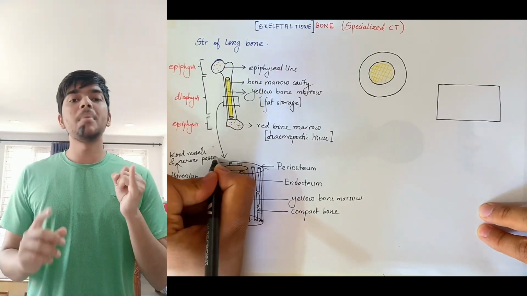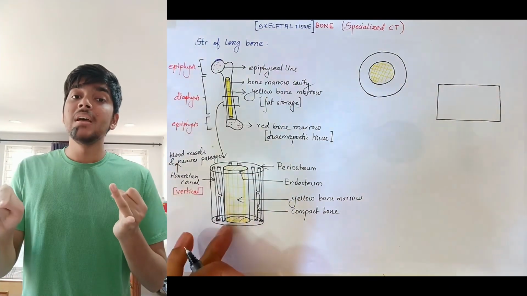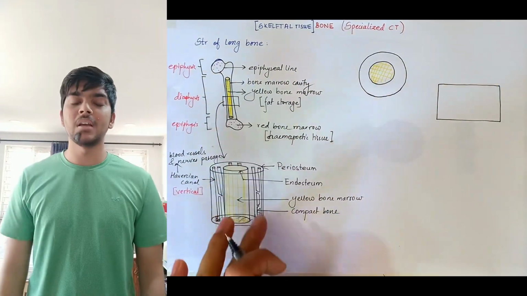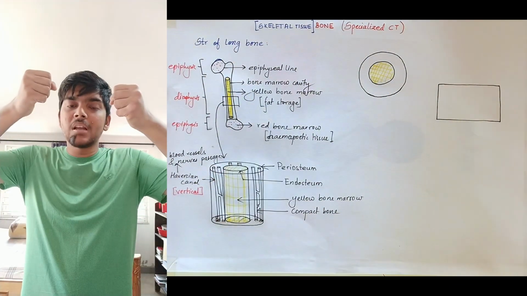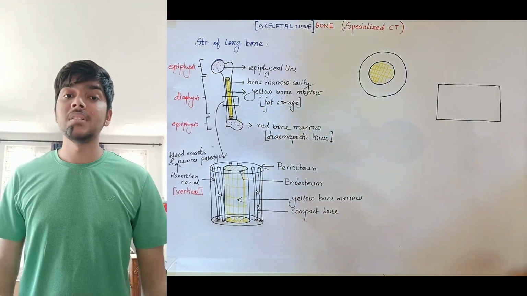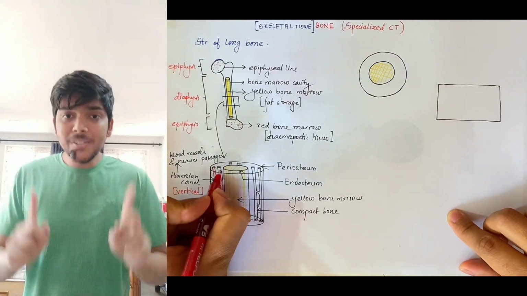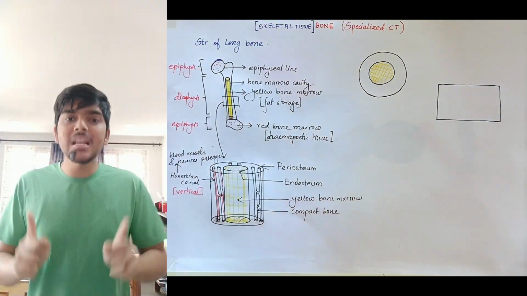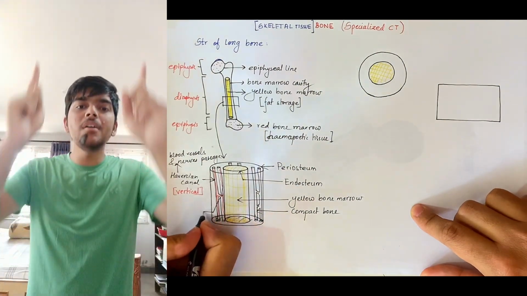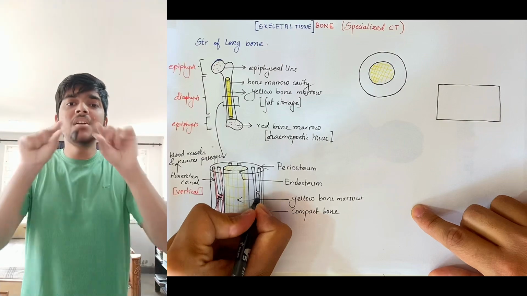So the supply of blood vessels and nerves to the bone is through these Haversian canals. So there are these Haversian canals. Inside these Haversian canals run blood vessels and nerves. So these are the vertical canals. These vertical Haversian canals are connected to other vertical Haversian canals with the help of horizontal canals.